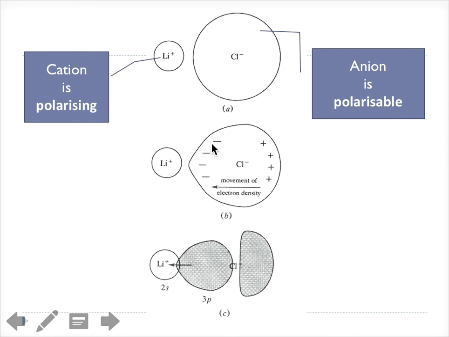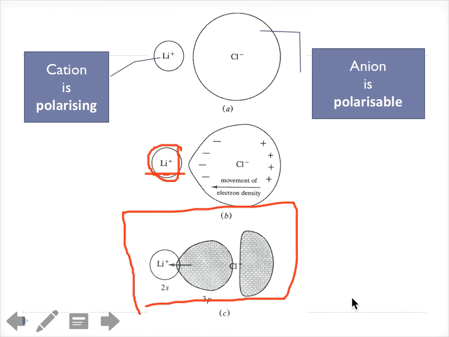So as a result, because of the high polarizing power of the lithium plus, it sucks some of the electron density from the chloride over to its side. All right, the lithium actually sucks some of the electron density over to its side, and this distorts the electron cloud from the typical spherical shape that we would expect. Okay, and this would be the representation of the electron cloud density in lithium chloride.